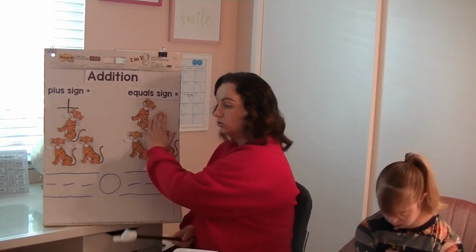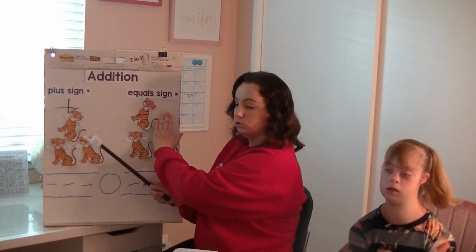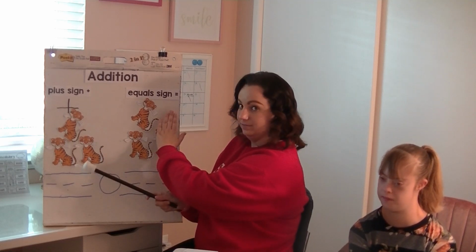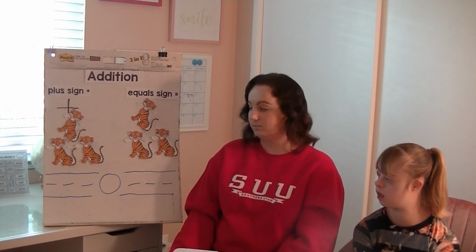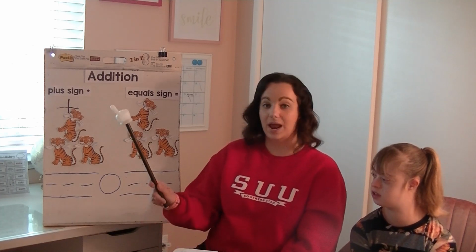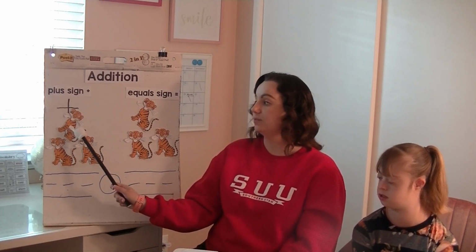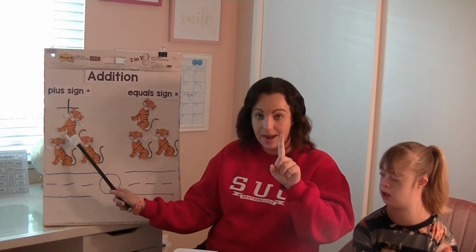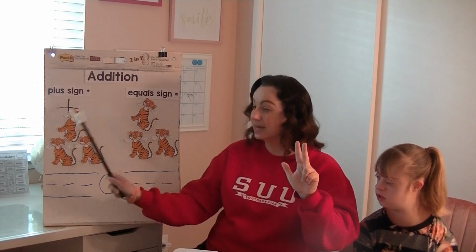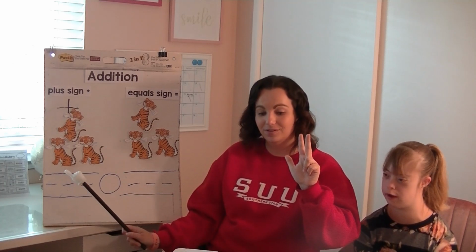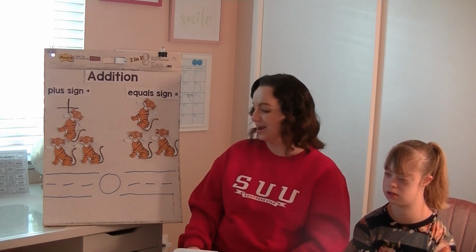Remember, you're only looking at this first group to write how many are over here. So, Kaylee, will you help me count along? We're going to do one by one, okay? Ready, set, count with me. 1, 2, 3. How many tigers are in this first group? I say 3. Nice job.